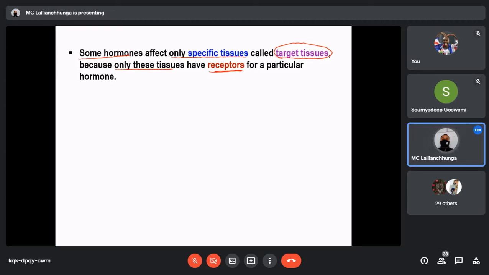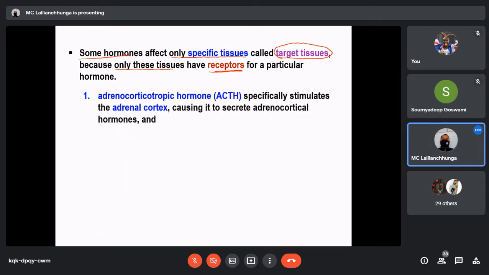This one we have already discussed also. So wherever there are receptors for a particular hormone, it means that that tissue is a target organ for that hormone. For example, adrenocorticotropic hormone (ACTH) specifically stimulates the adrenal cortex, causing it to secrete adrenocortical hormones, such as glucocorticoids and mineralocorticoids. In the previous slide, you remember the CRH, ACTH, glucocorticoids example diagram I have given you. Why ACTH? Its target organ is the adrenal cortex, because only the adrenal cortex has receptors for ACTH. Clear or no? Other tissues do not have them.